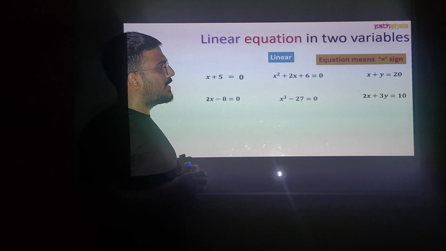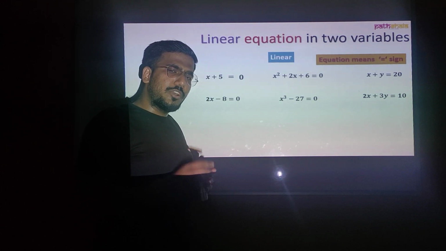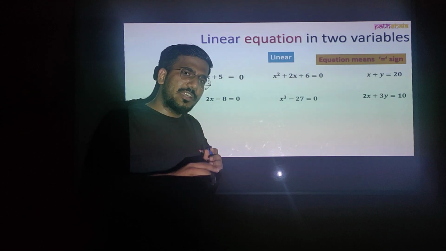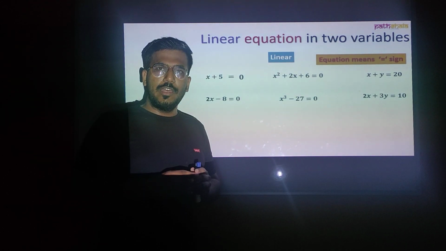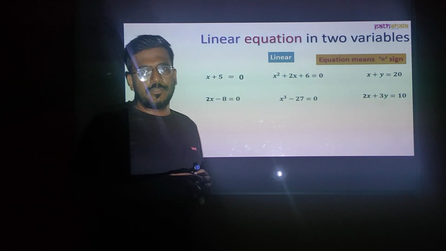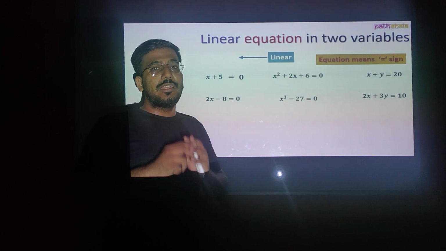Now what do we mean by this word linear? Linear means whenever the degree is 1, whenever the degree of a power is 1, such equations are called linear equations.